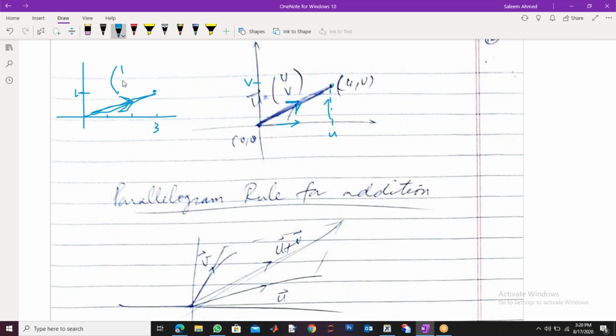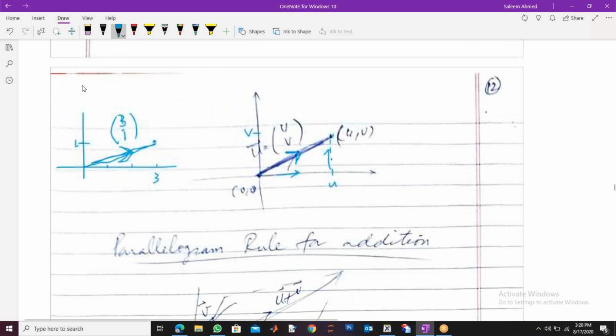And if you want to make the vector (1, 3), that will be 1 in the X direction and 3 in the Y direction. So 1 here and 3 here, you see. So this is the vector (1, 3). You see, (1, 3) and (3, 1) are different vectors, right? So these are the geometric descriptions of vectors. Got it?